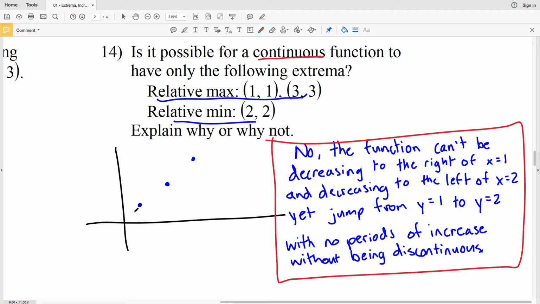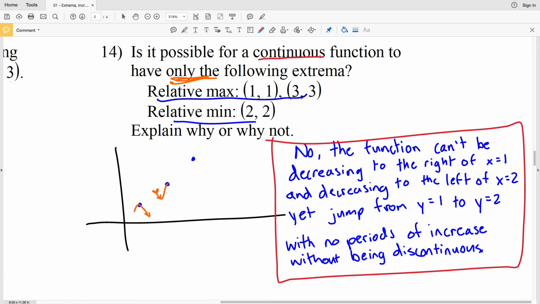And again, that's no, because the function can't be decreasing to the right of x equals 1 and decreasing to the left of x equals 2, yet jump from y equals 1 to y equals 2 with no periods of increase without it being discontinuous, so without it being not continuous. There would need to be some other relative min or max, but it says it can only have the following extrema. Therefore, it's not possible.